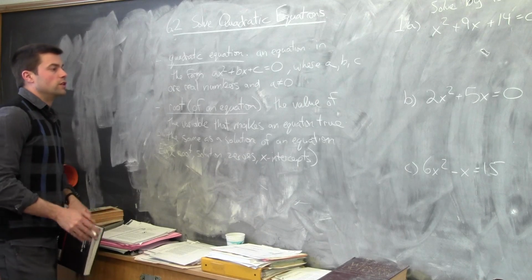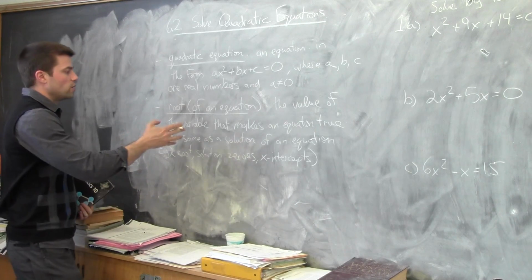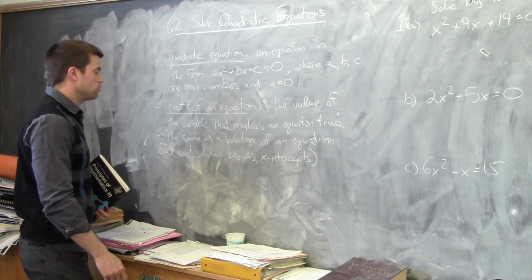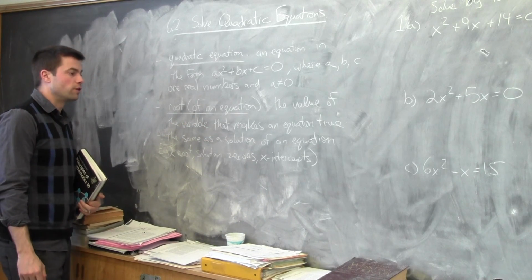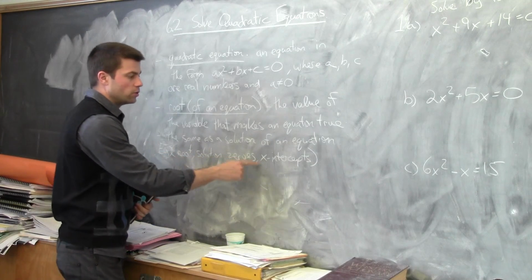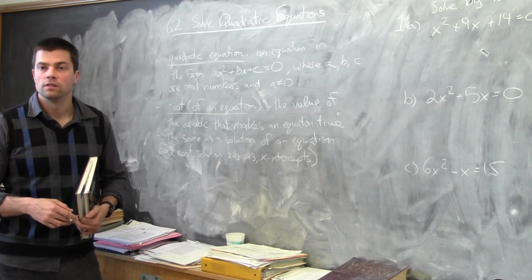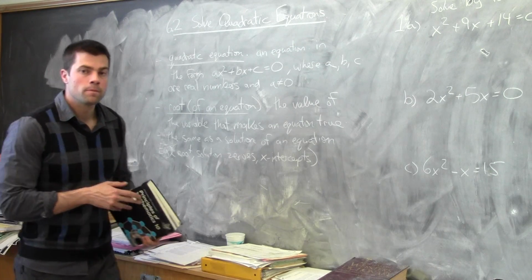The root of an equation. I think we've talked about this terminology before. The root is the value of the variable that makes an equation true, the same as a solution for an equation. So all of these are kind of synonyms: roots, solutions, zeros, and x-intercepts. They're all talking about the same thing here.